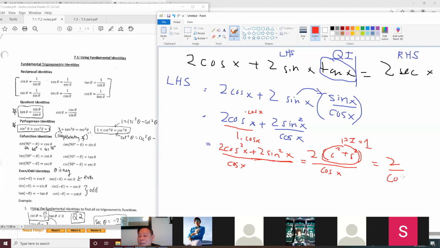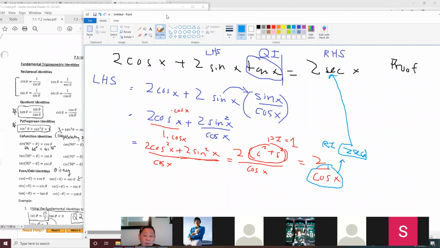But don't forget, my proving here is 2 secant x. So what do you do next? Last one. This is easy. What kind of identity do we use? Reciprocal. Yes, reciprocal. You are correct, because this is 1 over cosine. 1 over cosine is the same thing as what? Secant, right? Yep, so that's why you will get 2 secant x, which is the same thing as your right-hand side. So this is how you prove an identity.